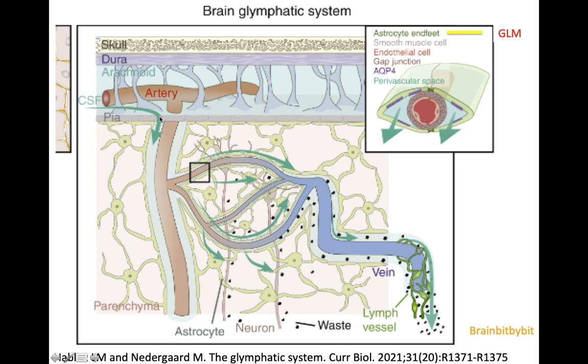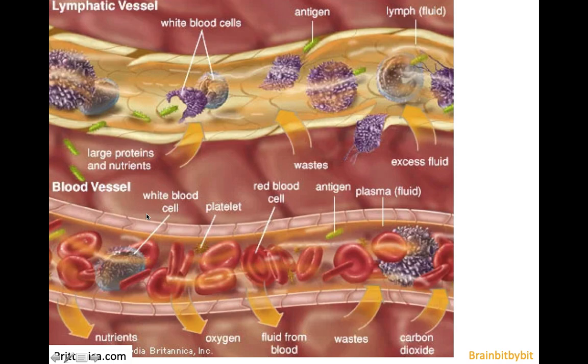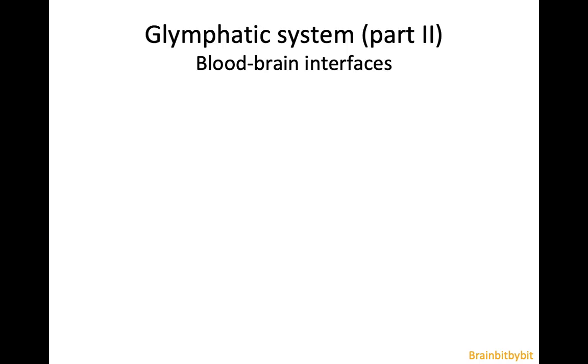So now we've discussed the arteries, the veins, and the basics of the glymphatic system. And in the next video, we can continue what happens at the level of the astrocyte end feet and how the waste is taken up, and also talk about the immune system, that you can also see the analogy in the lymphatic system of the body on this slide from Britannica. So I really hope you will stay tuned when we will continue with the blood-brain interface.